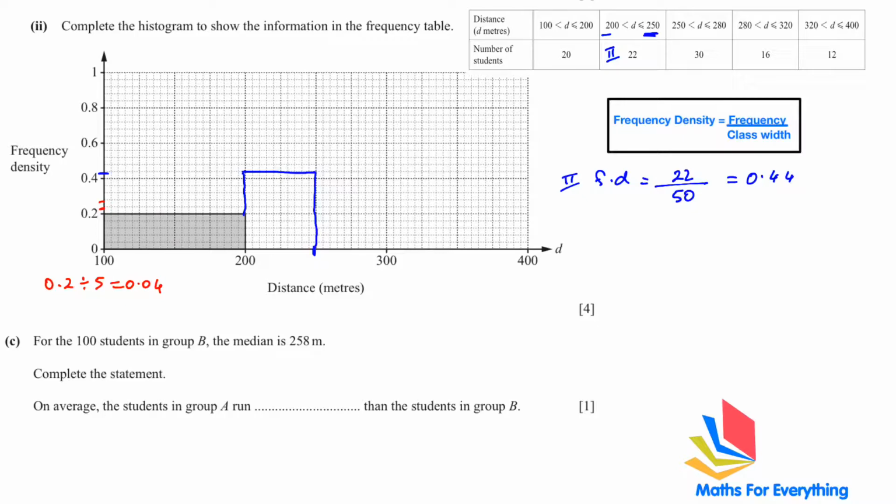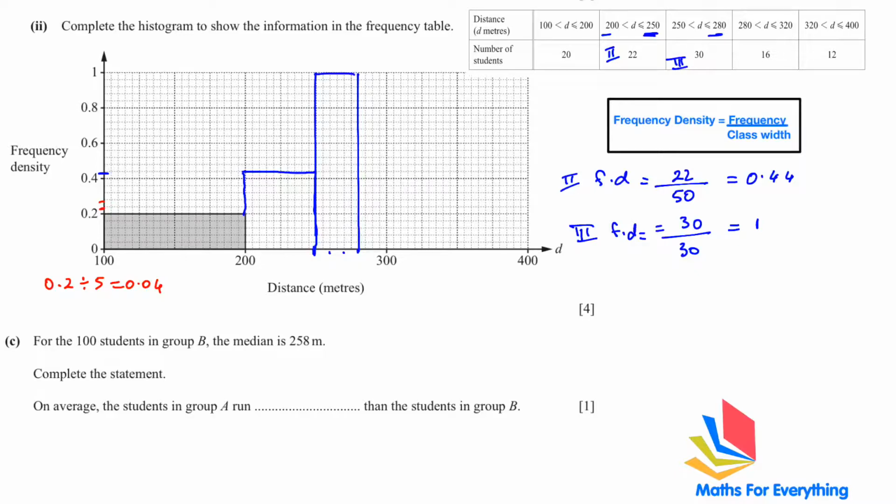That's our second bar. For the third bar, frequency is 30 and our class width is 280 minus 250, which is 30. So frequency density is 1. This is 1 here. So we will draw a line. And it is still 280. This is 250. 280 is here. That's our third bar.